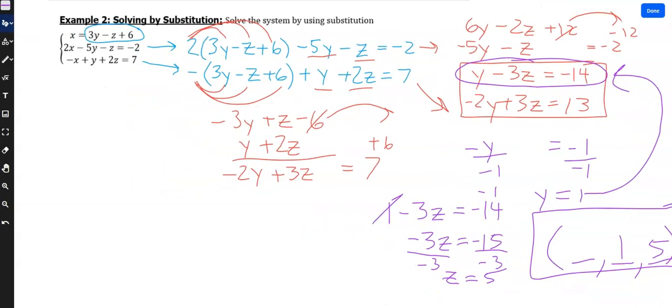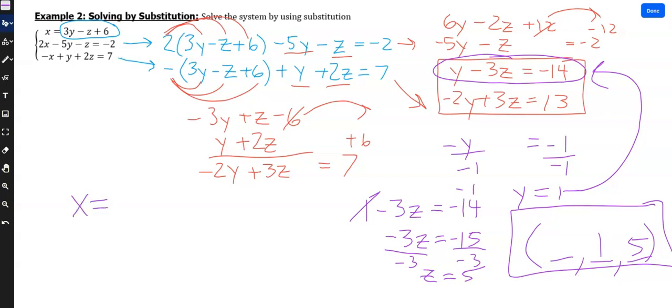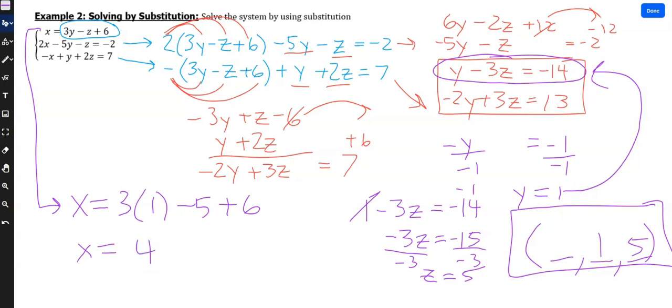now we're going to go back to the beginning, right? We're going to find out what X is because we're going to use that first equation. 3 times Y. Y was 1. Minus 5 plus 6. So we're just using this equation right here. And so 3 minus 5 is negative 2, and negative 2 plus 6 is 4. So we found the last piece of our puzzle. 4, 1, 5.